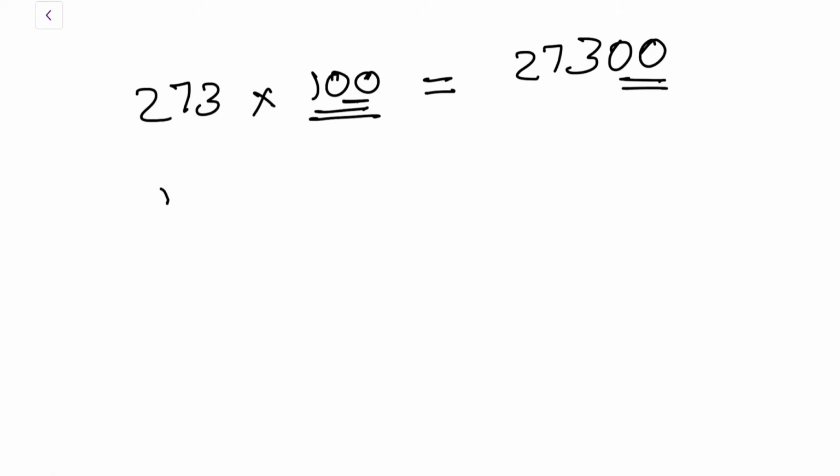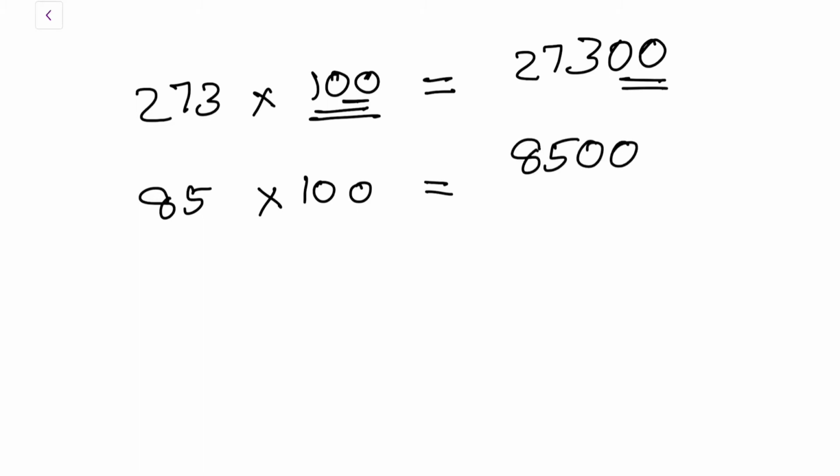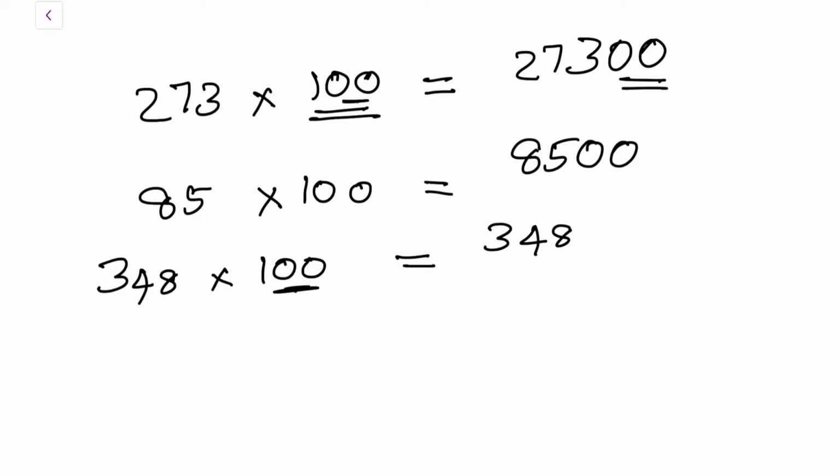Now try these with me. 85 into 100. What do you think is the product? That's right, 8500. What about this? 348 into 100. What's the product? The number itself, 348, followed by 2 zeros. Very good. You're getting good at this. Alright.